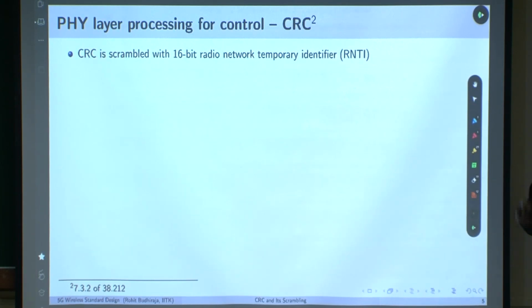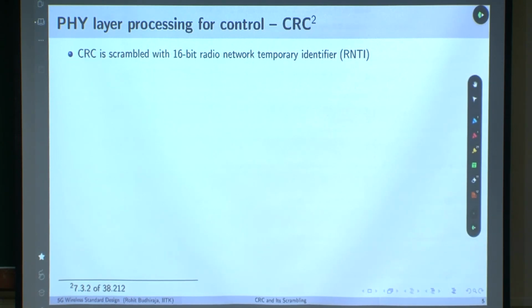Now, why this scrambling is done, I'll come to a little later. I'll first tell you how it is done. The need for doing it I'll tell you in another 10 minutes. So what is done here is that the CRC which is calculated, this 24-bit CRC, is scrambled with a 16-bit RNTI. I introduced this to you. What is this? Radio network temporary identifier, which is an identity given to the user by the network, and this is a 16-bit identifier.